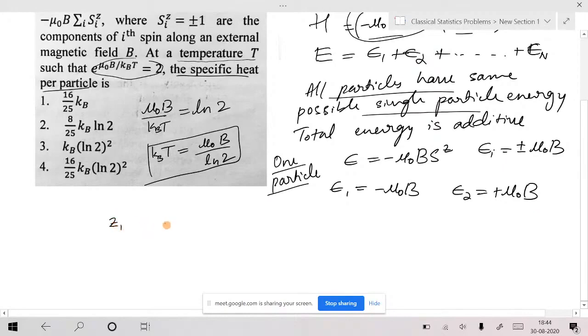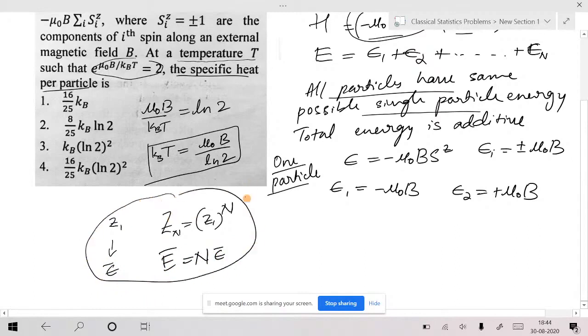We have written Z1, then the partition function Zn, we have written as Z1 whole power n, isn't it? So we have calculated using a single particle energy state. We calculated average energy. Total average energy we have written as n into the average energy of a single particle. We can use all of these when energy is additive, and each of these single particle energy levels are modeled exactly in the same manner. In that situation, you can make use of all of this.